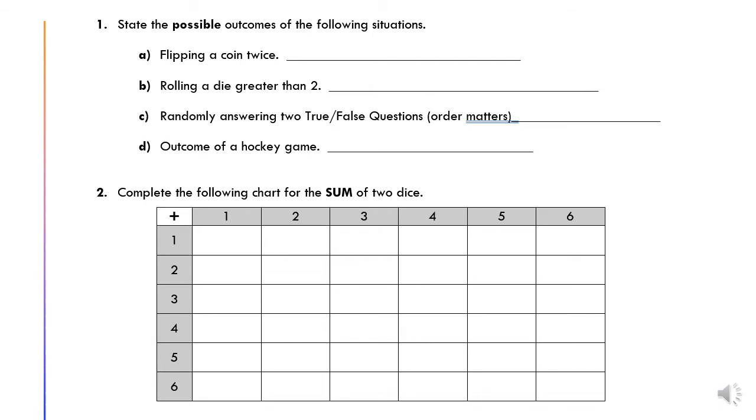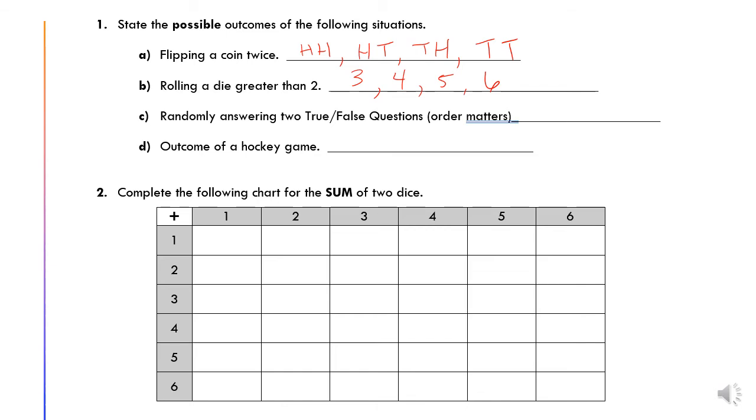So our first example: state the possible outcomes of the following situations. What are all the possible outcomes if you flip a coin twice? Order doesn't matter here, but you could get 2 heads, you could go heads, tails, or you could go tails, heads, and then tails, tails. And that's it. All of the possibilities of rolling a die greater than 2: assuming it's a normal 6-sided die, you could roll a 3, 4, 5, or 6, and those are all greater than 2.